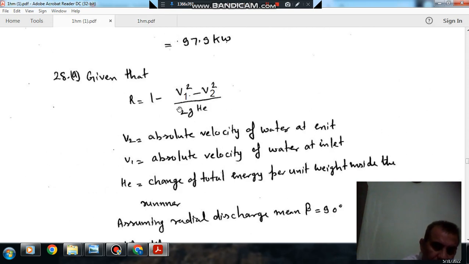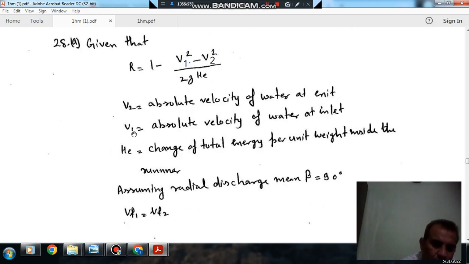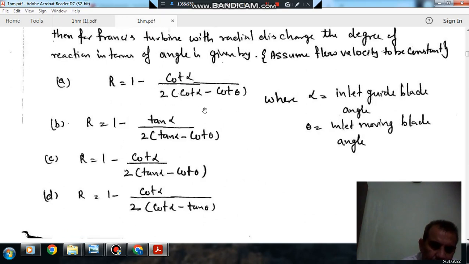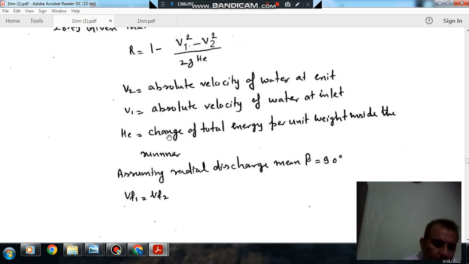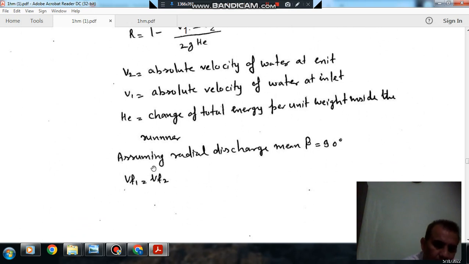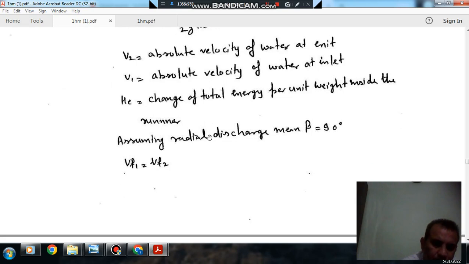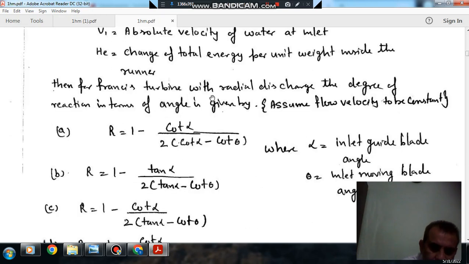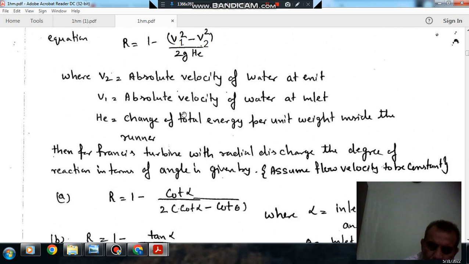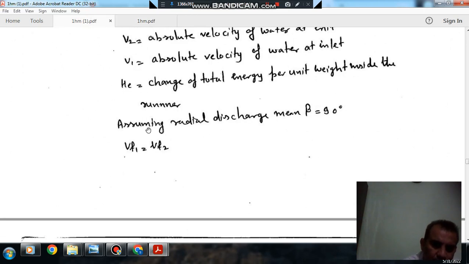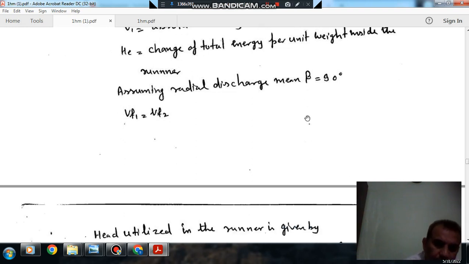So the degree of reaction is given by 1 minus (V1 square minus V2 square) divided by 2gHe. As the discharge is radial for the Francis turbine with radial discharge, it means beta is 90 and there is no whirl component at outlet. So Vf2 is your radial velocity, and it is also given that flow velocity is constant, so Vf1 is equal to Vf2. Beta is 90, so there is no tangential component of velocity at outlet.